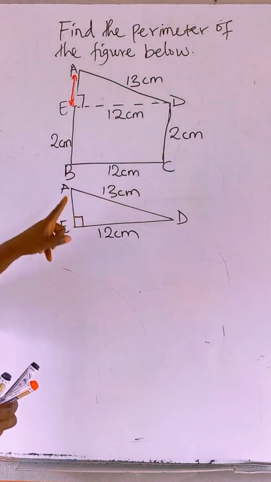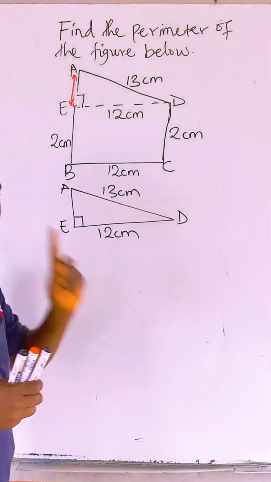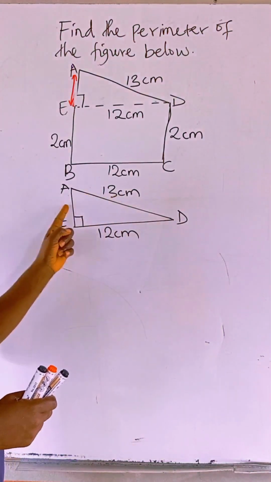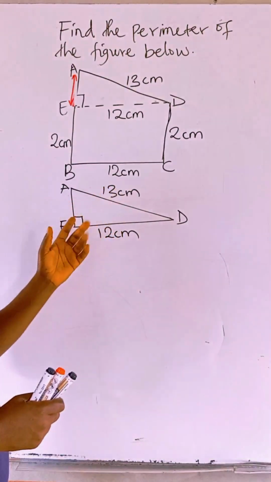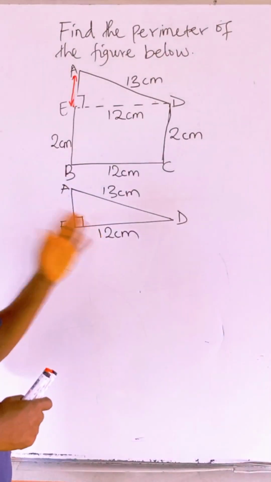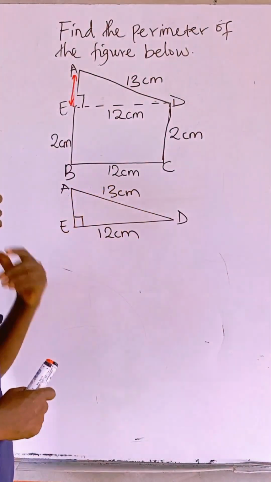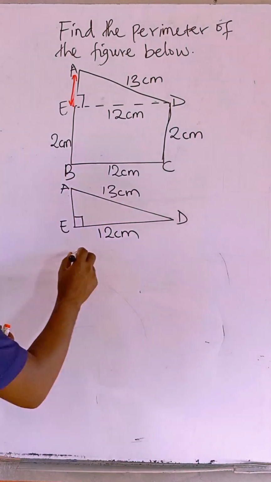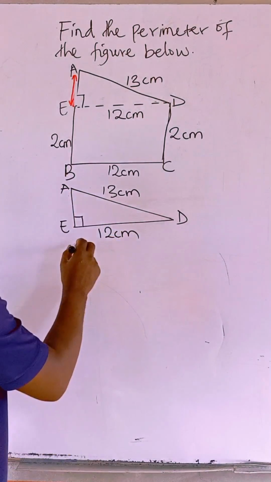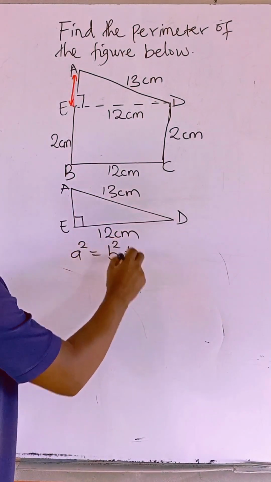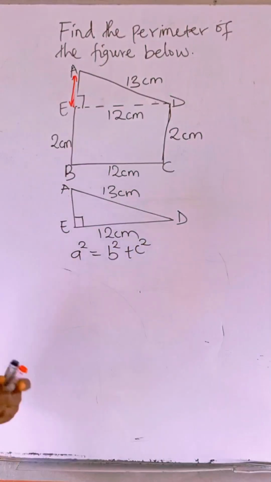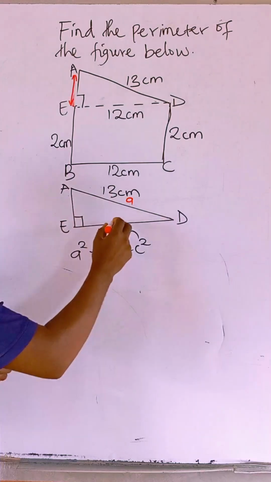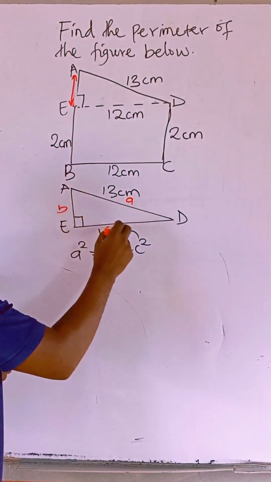In Pythagoras theorem, the longest part of a right angle triangle is always called the hypotenuse, which is usually denoted with A. This is opposite and this is adjacent, and the hypotenuse is always directly opposite the right angle. So the formula is A, the hypotenuse, the longest part, A squared equals B squared plus C squared. Now we name it. We have the longest part already, A. Any side could be adjacent, any side could be opposite. Here is B, and this is C.